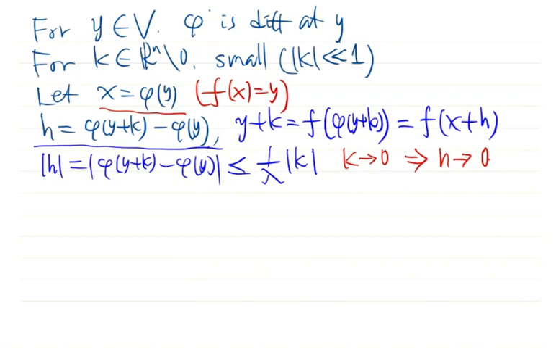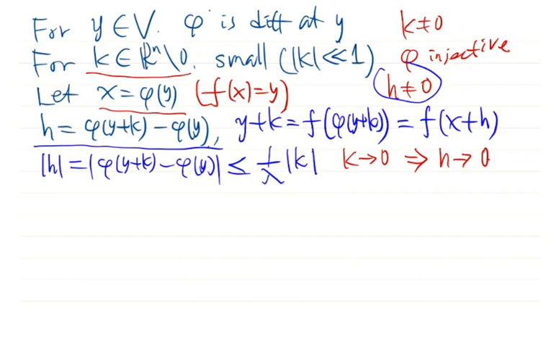Now, k is not 0, because we take k not 0, and phi is injective. Therefore, we conclude that h is not 0. Since k is not 0, y plus k is not y, so phi(y plus k) is not equal to phi(y), so h is not 0, because h is precisely phi(y plus k) minus phi(y).